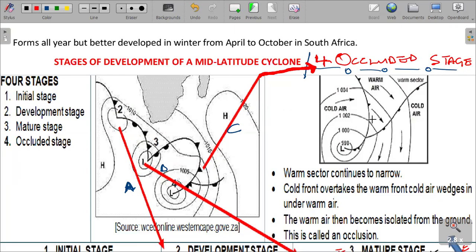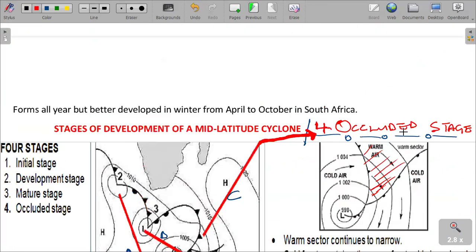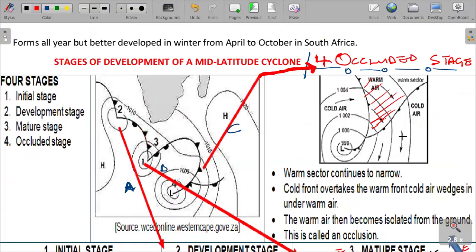As you can see, it is because of the further upliftment that you are seeing. The warm sector continues to narrow, which if I was going to label it, this is our warm sector. If you compare it to the previous one, you could see that there is a difference from the mature stage to the occluded stage. It continues to narrow, becoming smaller, and then the cold front overtakes the warm front.